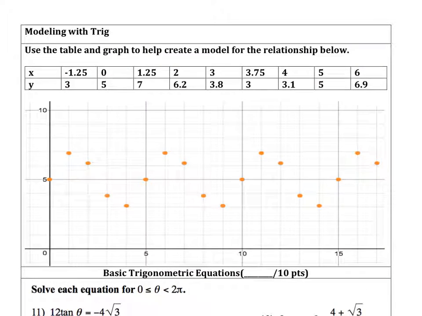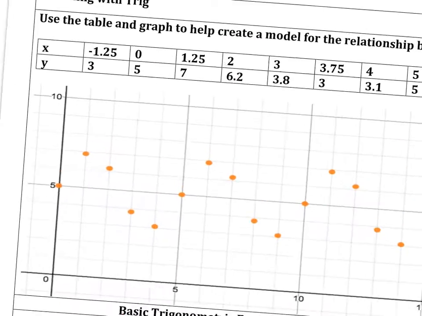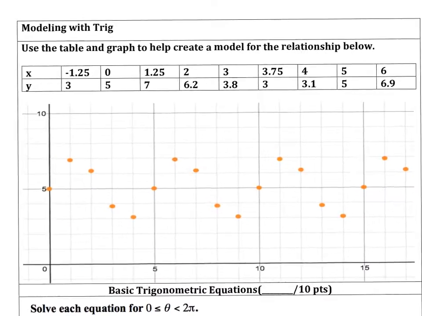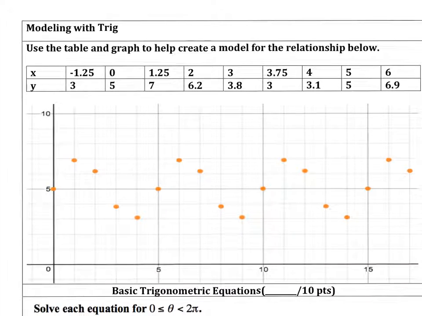Next up, we've got some modeling with trig, and I'm trying to use the table and the graph to create a reasonable model for the relationship below, which looks kind of weird. So some of the things I could do would be maybe find the midline first. I take a look at my highest value. That appears to be 7. I'm going to take a look at my lowest value. That appears to be 3. Halfway between those two would be 5.